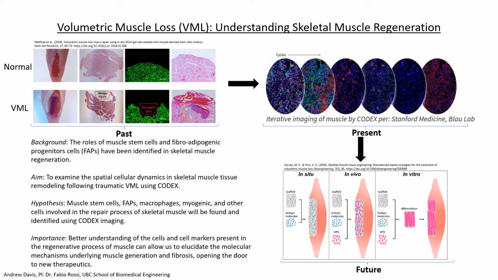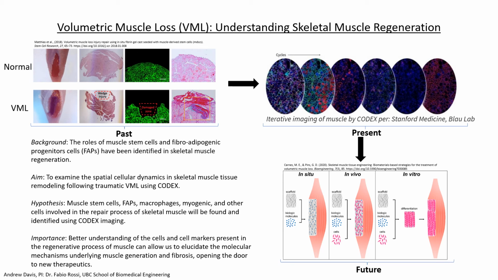By examining numerous secretory factors, we can identify the cells upon which these factors act, ultimately allowing us to get a better understanding of the microenvironment of skeletal muscle and which cells and proteins play a role in the regenerative process. This research is important because by understanding muscle regeneration and what triggers fibrosis, we can find ways to enhance skeletal muscle's natural ability to regenerate.